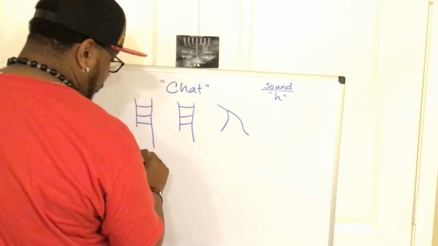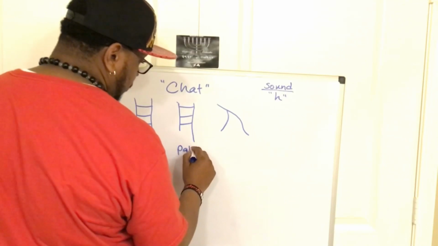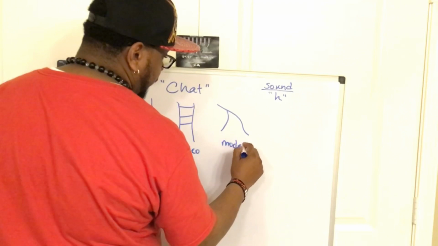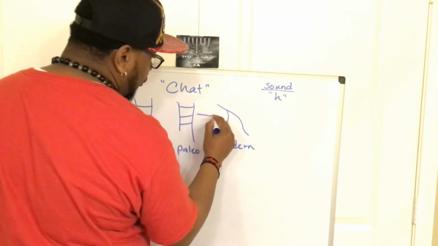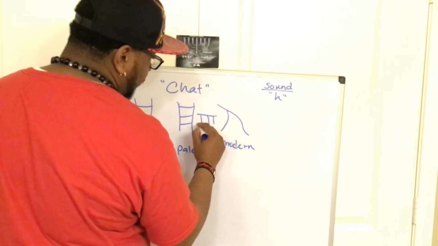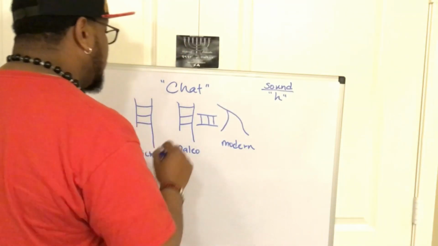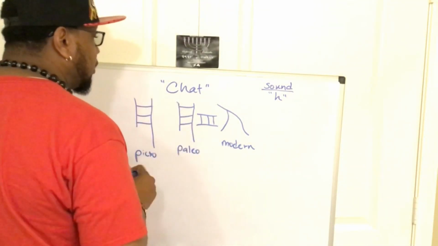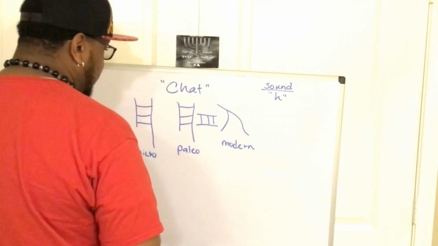That's Picto, Paleo, and Modern. It looks like a ladder. Now, sometimes in the Paleo too, you can see it like this. Even in the Picto, you can actually see it sideways sometimes, based on how people write it in the books or how they've seen it recorded. Sometimes you can actually see it sideways like that as well.